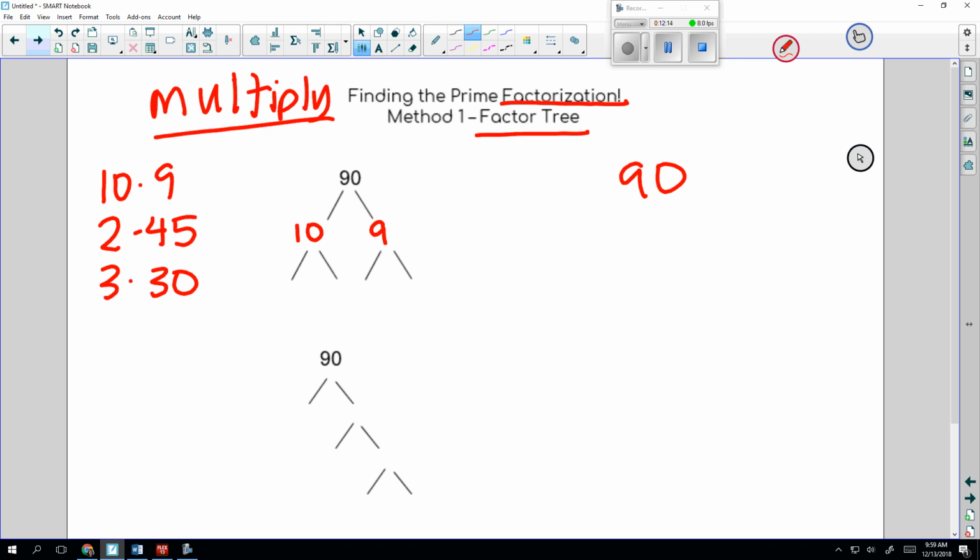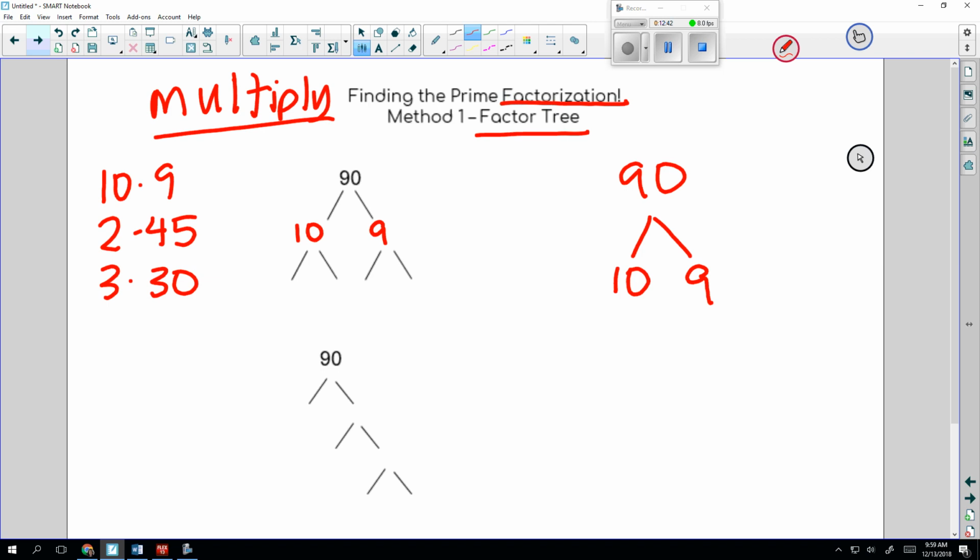So when you make a factor tree, this is one that's already made for you, but you just draw your limbs, and these are going to be your factors. So 10 and 9 are the ones we're going to start with today. You don't have to do this one on the side, I'm just showing you how to do it. Is 10 a prime number? No. What about 9? No. So I have to keep going. I'm going to keep factoring until I get to the prime numbers.